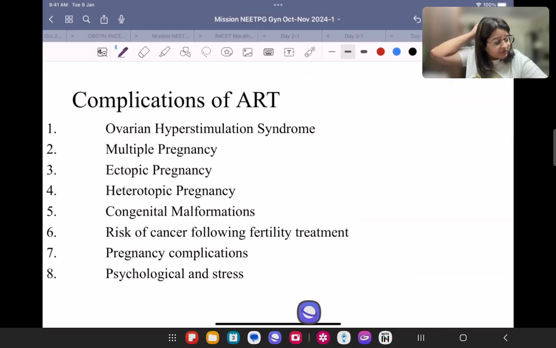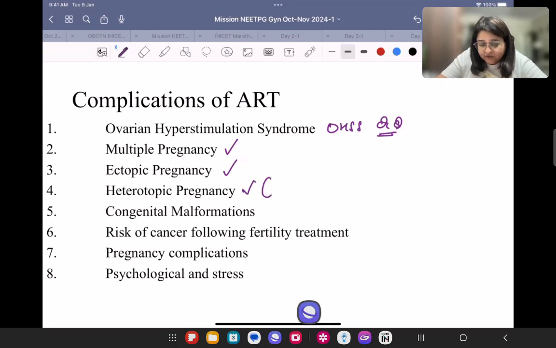Now coming to complications of ART. So what are the complications of ART or IVF? OHSS, this is most commonly asked in the exam. We've discussed these. Now multiple pregnancy happens, ectopic pregnancy happens. What is heterotopic? Heterotopic is where you have an intrauterine plus an ectopic, because the embryo transfer which you're doing is a blind procedure. You don't know where the embryo will go.